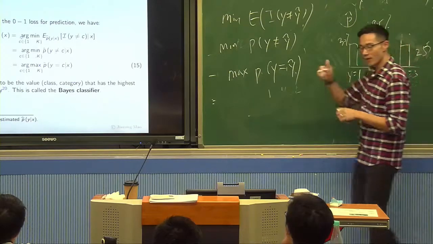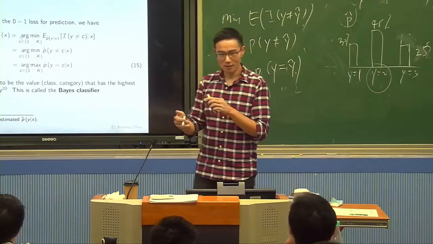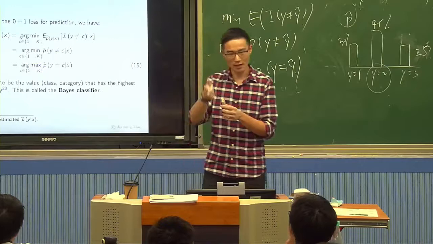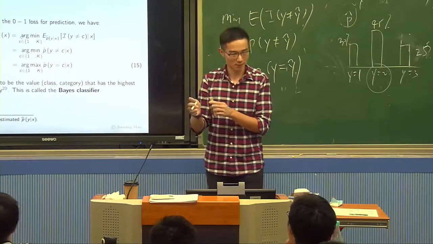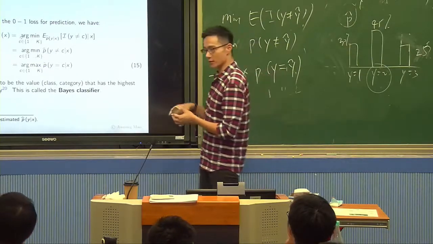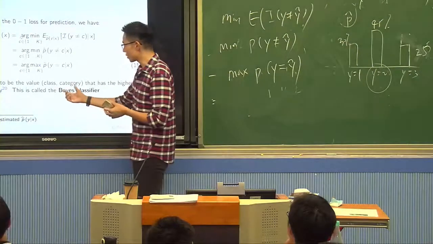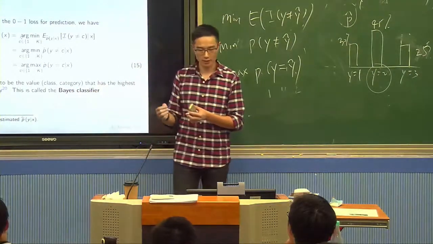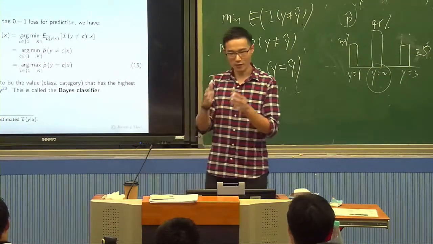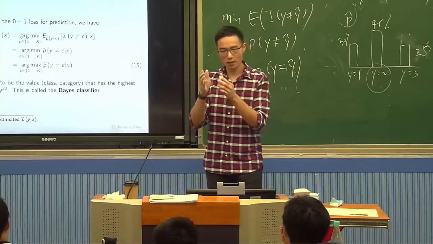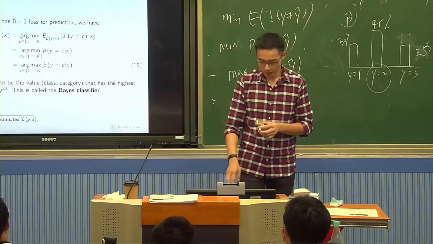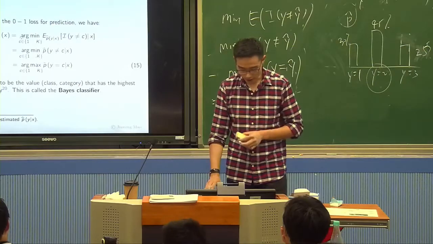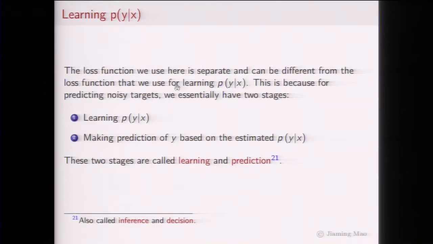So minimizing the 0-1 loss basically means you're picking the one with the highest probability according to our estimate, right? And in statistics, we call it the Bayes classifier, meaning the Bayes classifier is basically choosing the value that has the highest probability using the 0-1 loss. We'll talk about that later, okay?